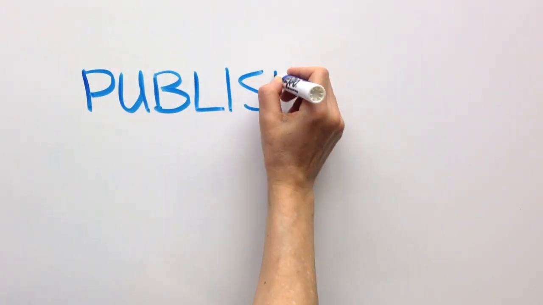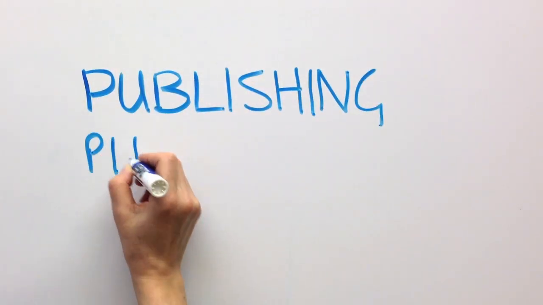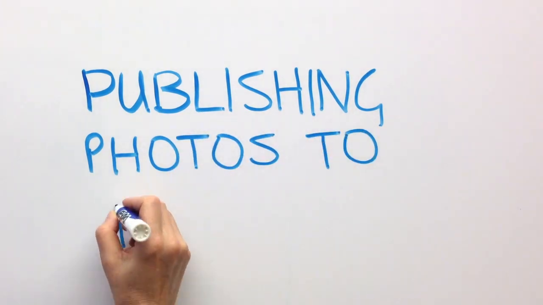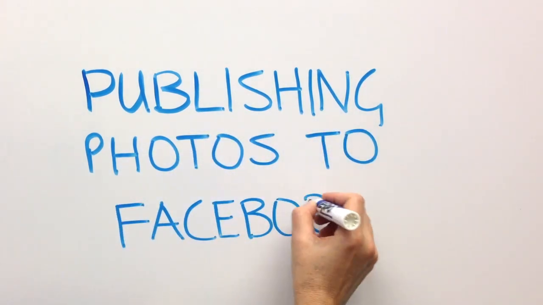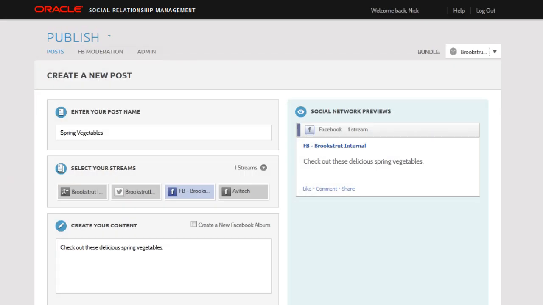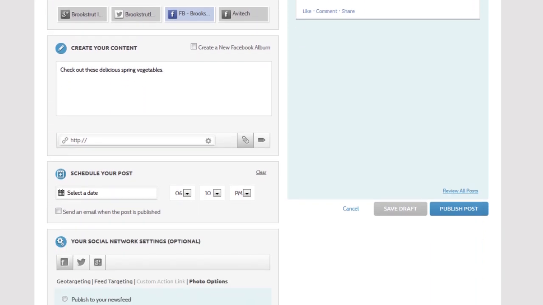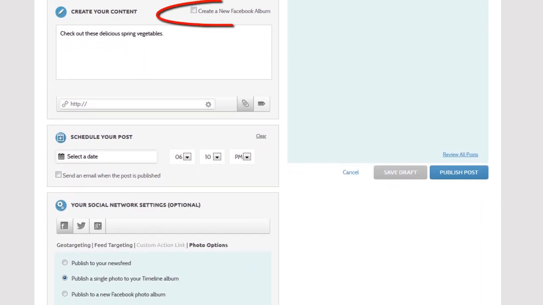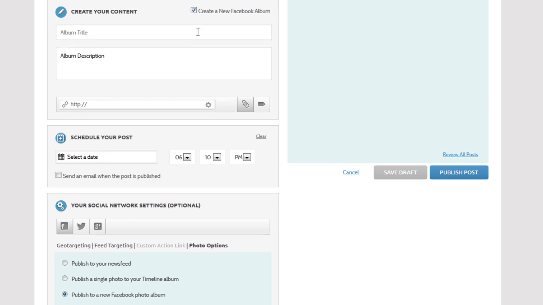My name is Nick, and in this video, I'll demonstrate publishing photos to Facebook and creating new albums on Publish. I'm creating a new post, and I want to create a new Facebook album. So I'll select this checkbox, Create a new Facebook album. If you publish photos without checking this box, they'll appear on your timeline or your wall album instead.